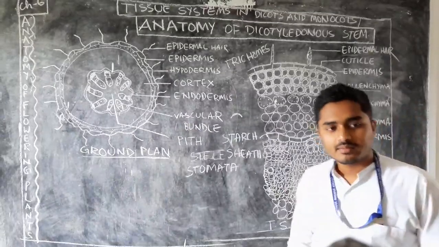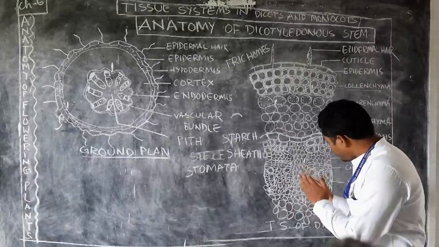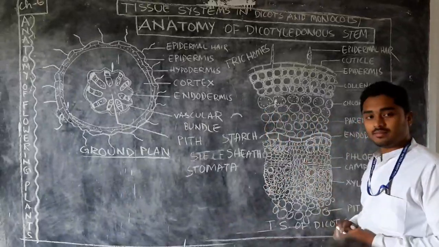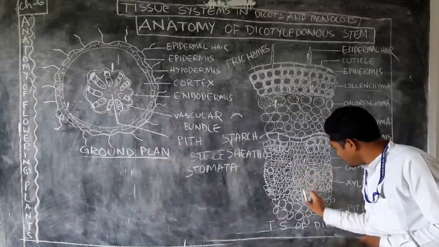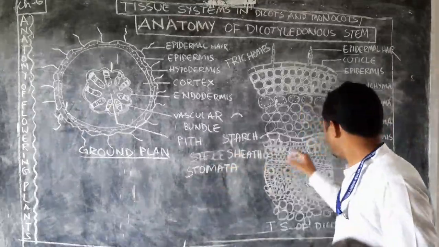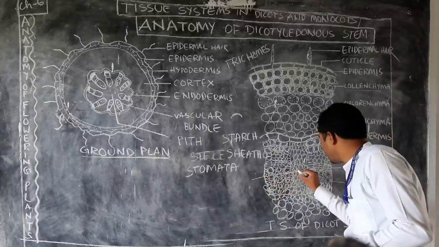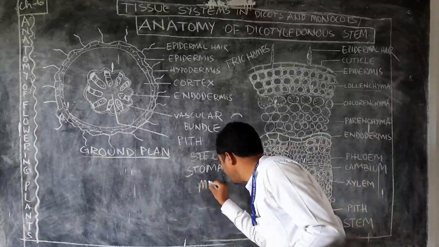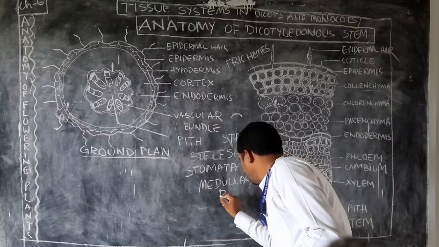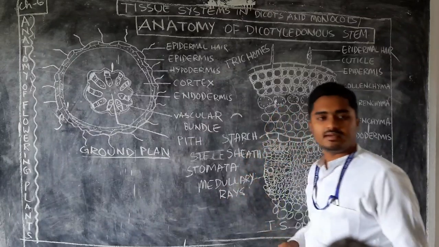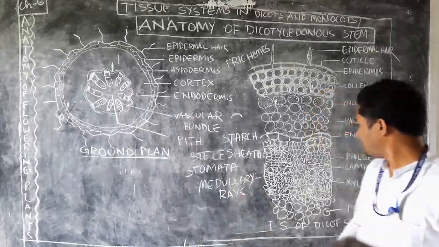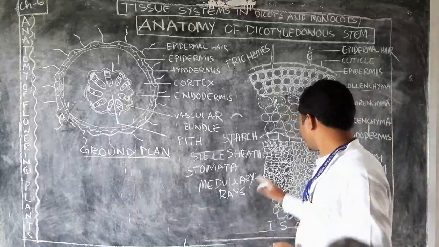What will we see? We will see radially arranged cells present there, and they are parenchymatous. So these structures are radially arranged and they are of parenchymatous cells. And what are these cells called? They are called medullary rays. So these medullary rays are present in between the vascular bundles and they are radially placed. The next one is the vascular bundle.